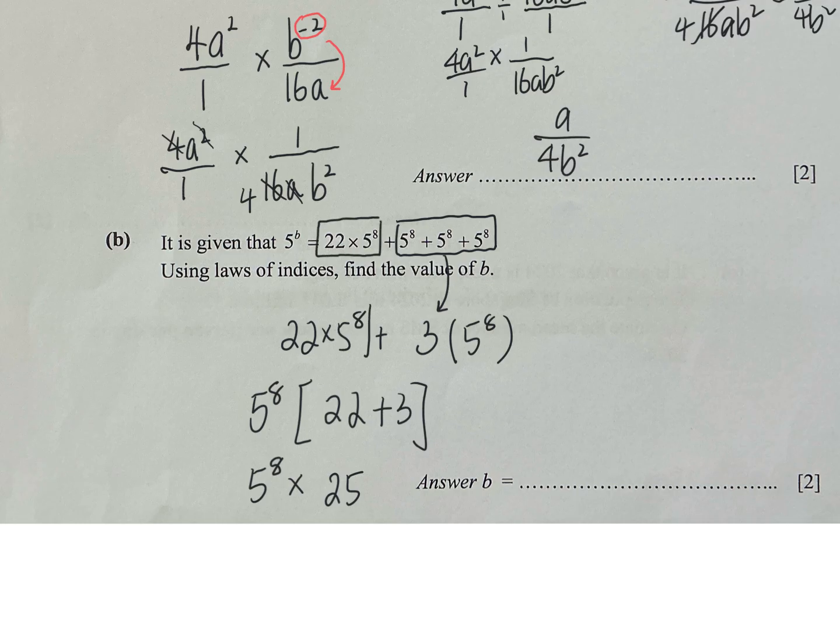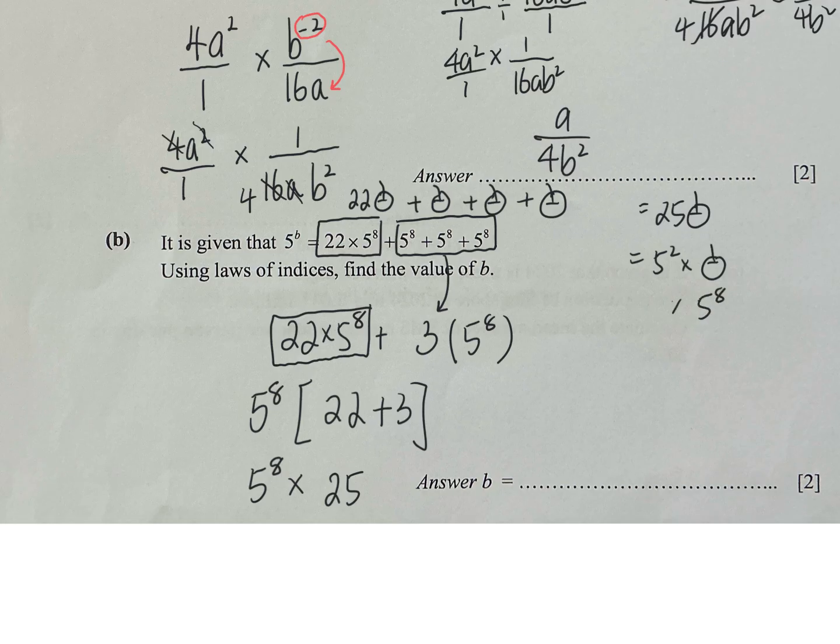Okay, so you see them as 2 sections. So if you can change this to an apple, isn't life so much easier? Can you see you have 25 apples? That is just 5 squared times the apple, which is 5 to the power of 8. So with that, you add up the power, so it's 5^10. Okay, it's the same thing.